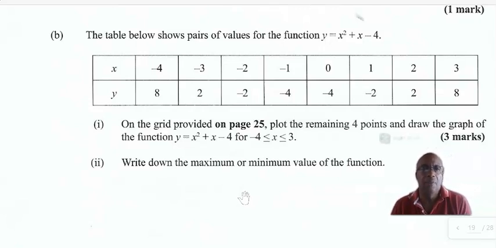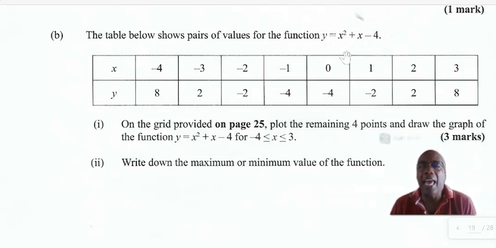We were on number 8 in section 2. We have done part A and we now move on to part B. And part B is really a quadratic graphs question. The question states, the table below shows pairs of values for the function y equals x squared plus x minus 4.